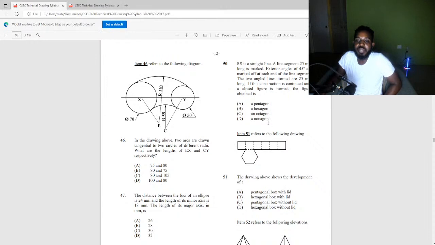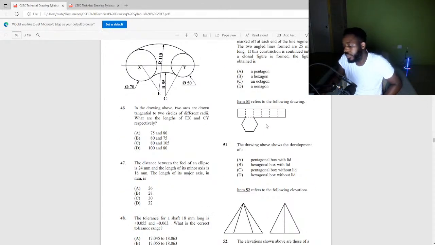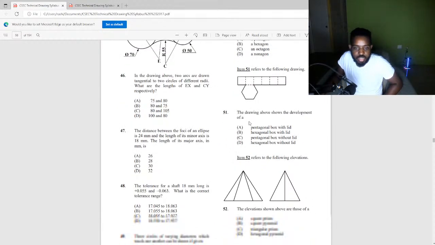All right, item 51 refers to the following drawing. Now, it says, the drawing above shows the development of a pentagonal box with a lid, a hexagonal box with a lid, a pentagonal box without a lid, or a hexagonal box with a lid. You can see the sides, 6 sides, so that's a hexagon, right? And so 1, 2, 3, 4, 5, 6 sides.